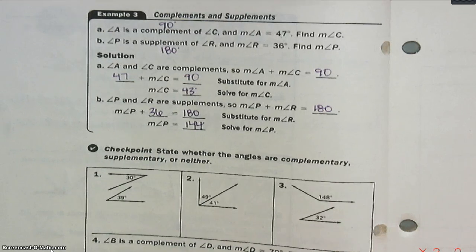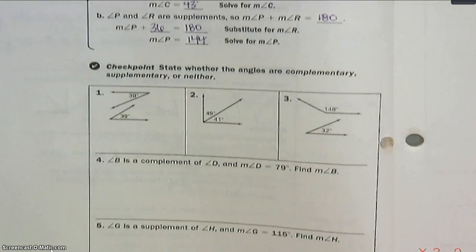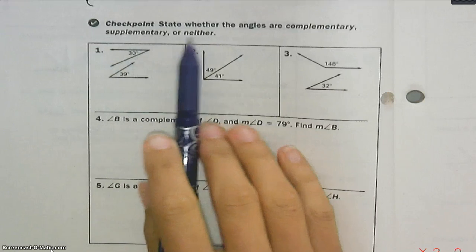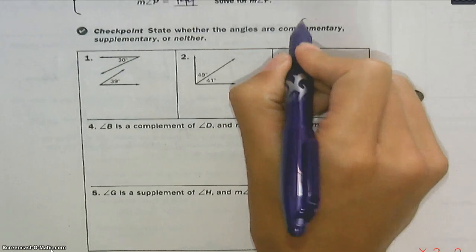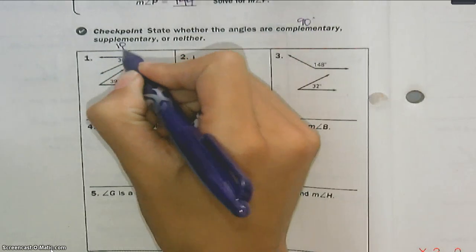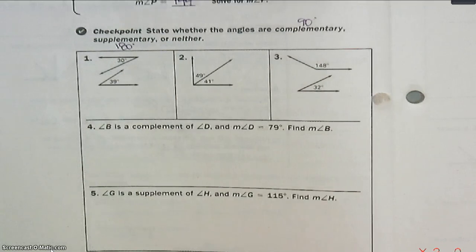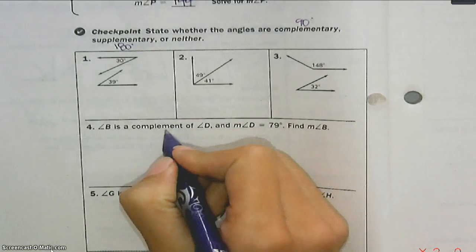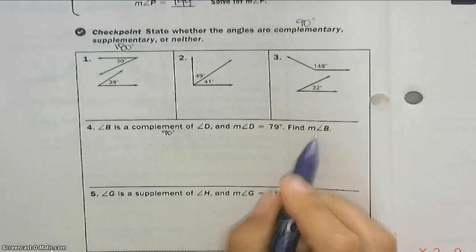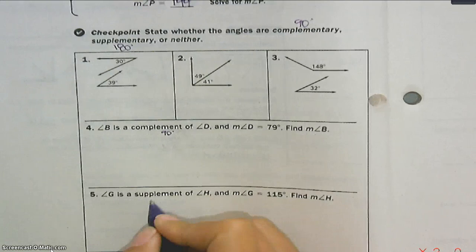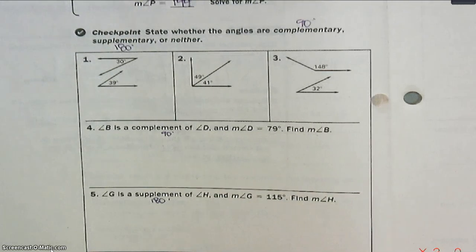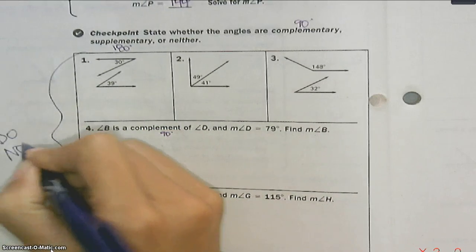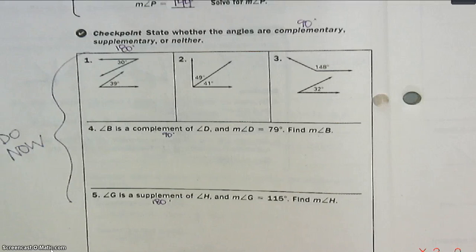All right, now you get to try. You're going to state whether these angles are complementary, supplementary, or neither. So do they add to 90? Do they add to 180? Or neither? And then down here, B and D have to make 90. So you need to figure out what B is. And G and H make 180. You need to figure out what H is. I want you to do 1 through 5 now. And we'll go over those in class.